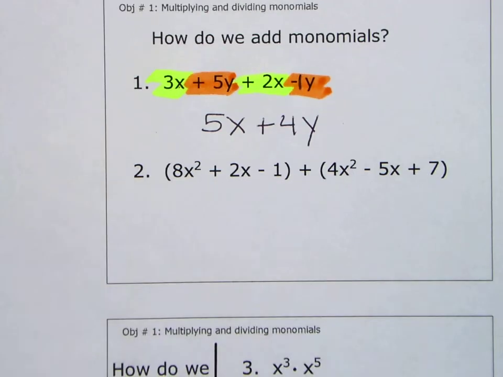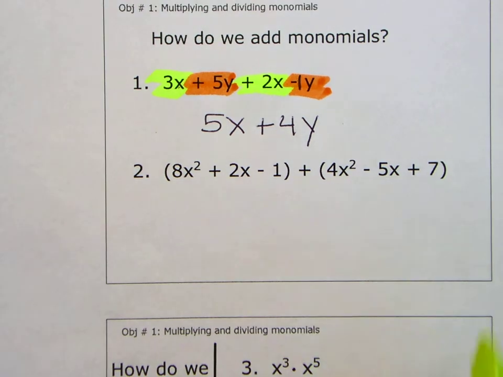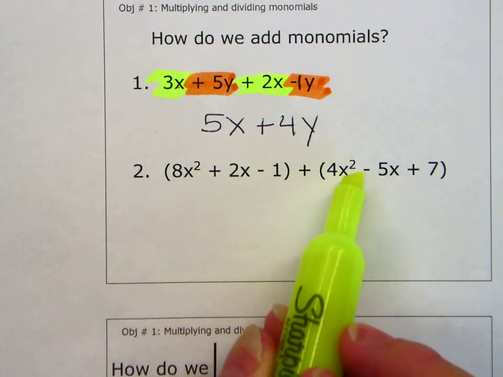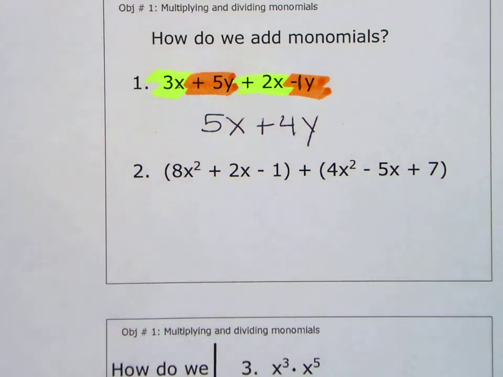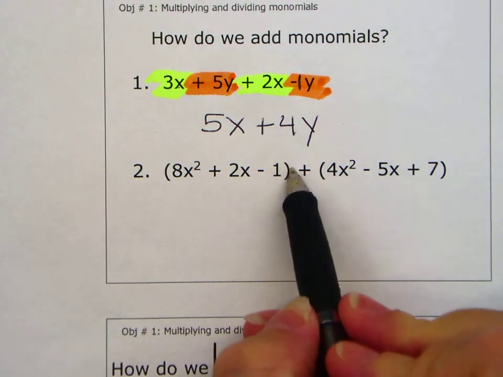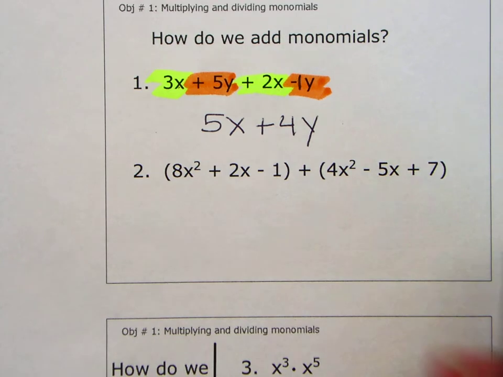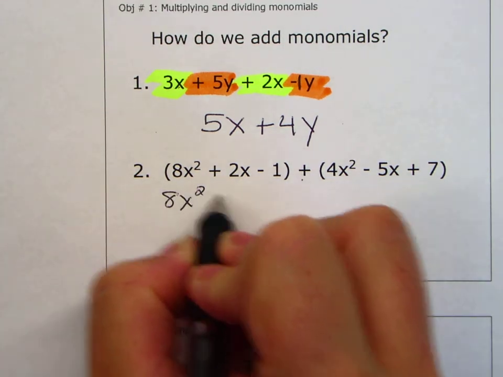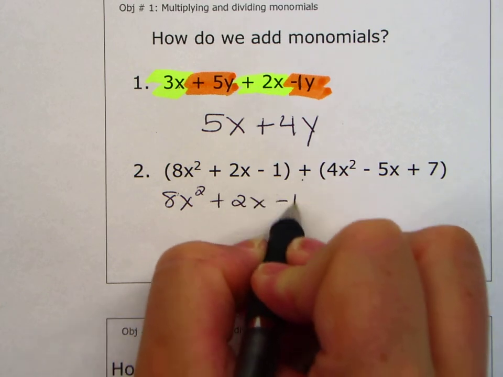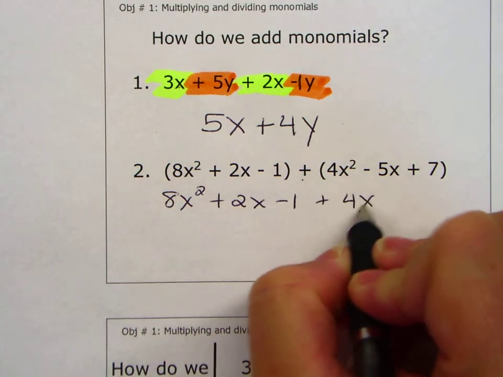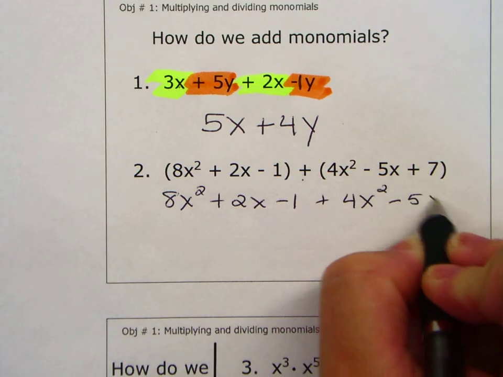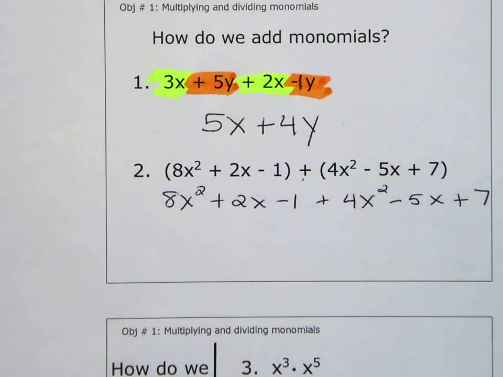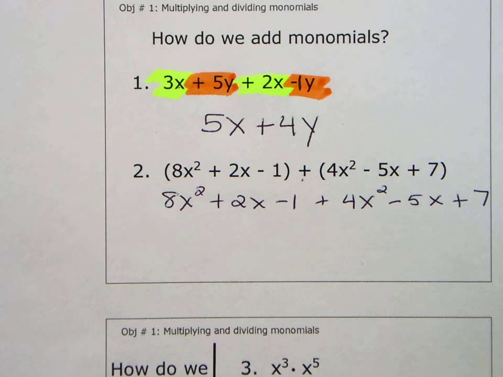All right, moving down. Number 2. 8x squared plus 2x minus 1 plus 4x squared minus 5x plus 7. Now notice this has parentheses around it. The parentheses don't actually mean anything when you have a plus. So if I wrote it like this without parentheses, it wouldn't change the problem. It only changes the problem if there's a minus or a multiplying there. So a plus between parentheses does absolutely nothing. It's just a placeholder. Okay.